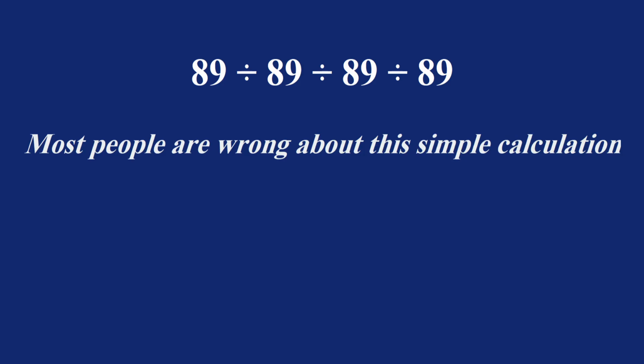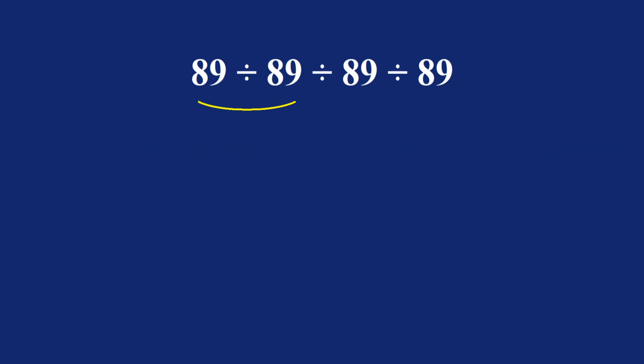Inside this vlog, 89 divided by 89, which equals 1, and 89 divided by 89 equals 1. Now we have this problem, 1 divided by 1, which equals 1. But this answer is not correct because according to the order of operations, we must do this division, then this division, and at last this division.